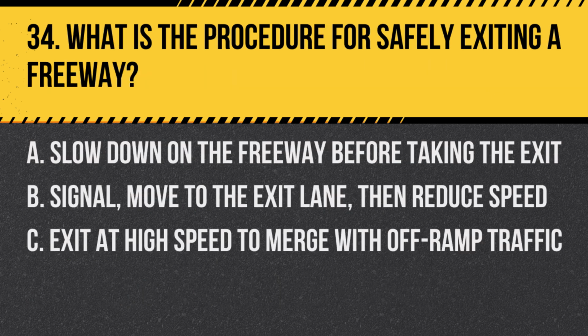Question 34. What is the procedure for safely exiting a freeway? A. Slow down on the freeway before taking the exit. B. Signal, move to the exit lane, then reduce speed. C. Exit at high speed to merge with off-ramp traffic. Answer. B. Signal, move to the exit lane, then reduce speed. To safely exit a freeway, signal your intentions, move to the exit lane, and then reduce your speed.